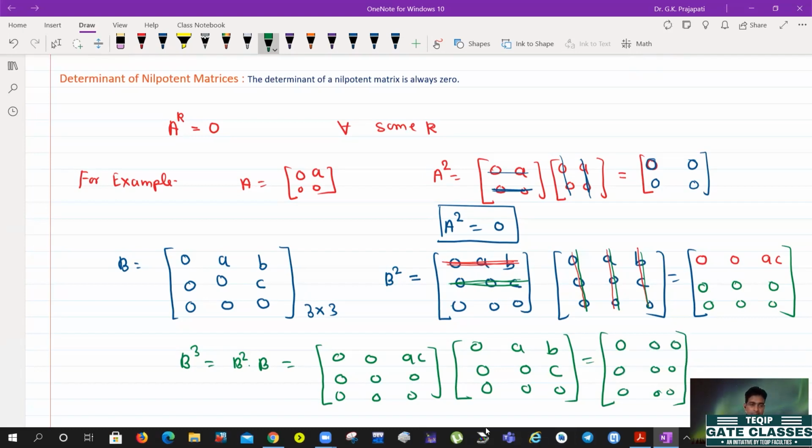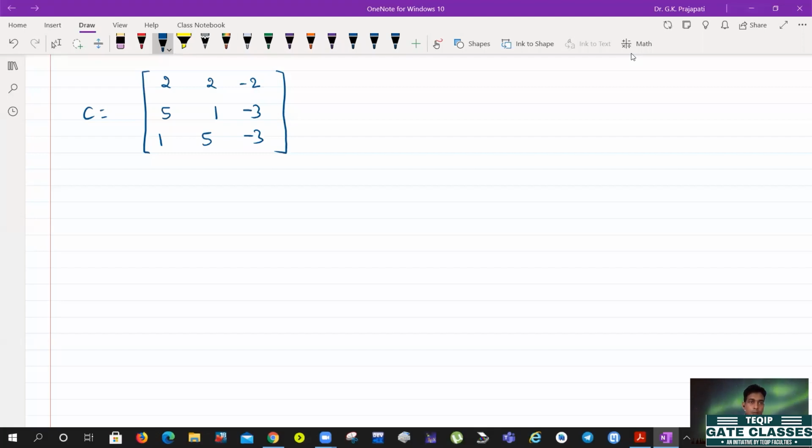So we can say that this is also an example of a nilpotent matrix. So what will be its determinant? We take another matrix C, which is also an example of a nilpotent matrix. You can verify it. Then we want to find its determinant.